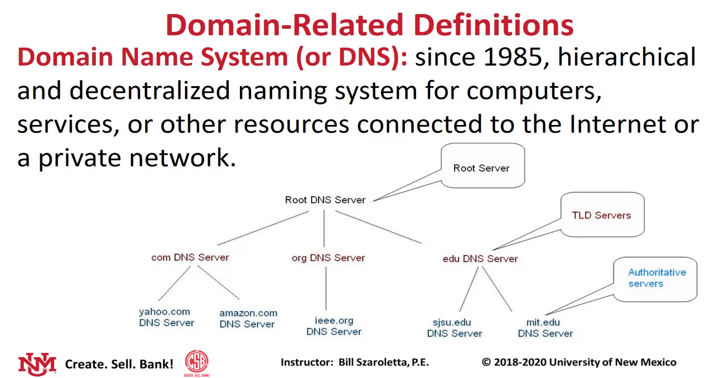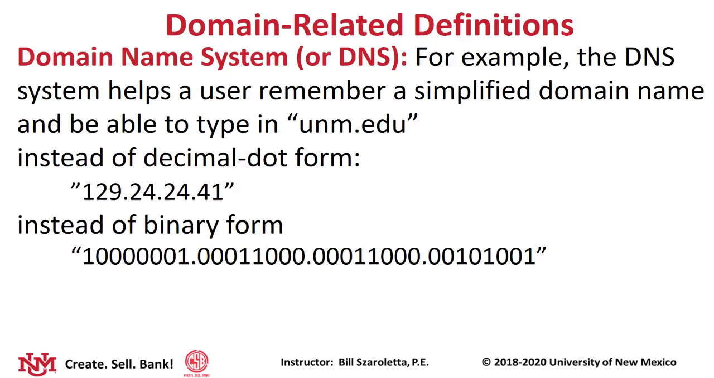So the domain name system, or the DNS, since 1985, is a hierarchical and decentralized naming system for computers, services, and other resources connected to the internet or a private network. It was called the domain name system. And you have a root DNS server, and then the .com, the .org, the .edu. We'll talk about this stuff in just enough detail, because what you're going to be trying to do is find a domain name, and you will register that domain name to one of these addresses.